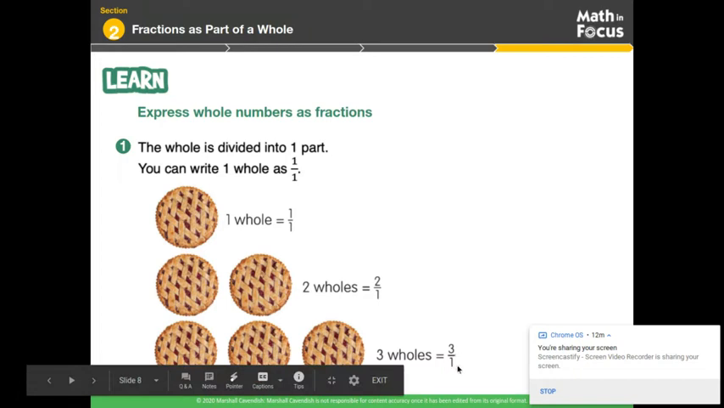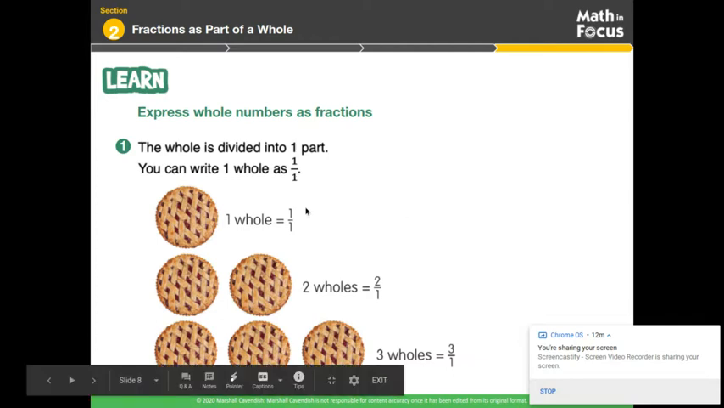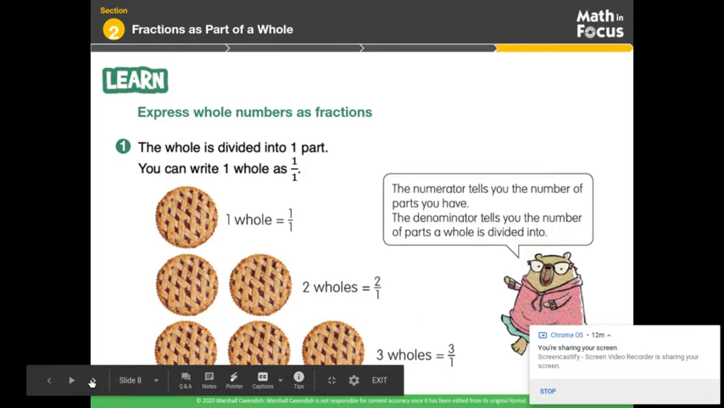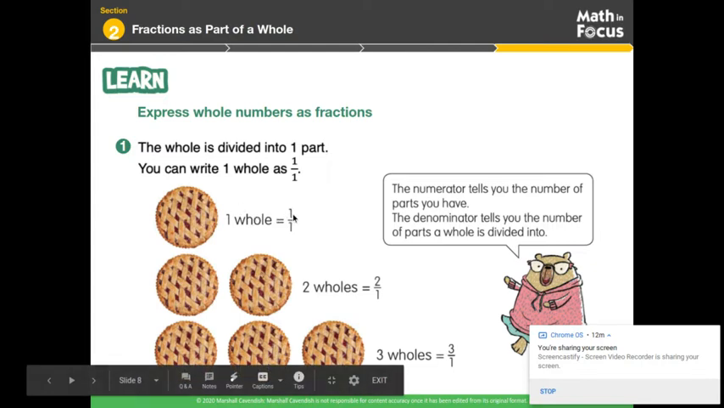So boys and girls, this is one of the new skills you'll learn. You need to know how to write or express a whole number as a fraction, and this is how you do it. This means 1 whole, 2 wholes, 3 wholes. The numerator tells you the number of parts you have. The denominator tells you the number of parts a whole is divided into. Well, guess what? These pies are wholes. So what you say is the numerator tells you how many wholes you have, and then the word whole. So 1 whole, 2 wholes, 3 wholes.